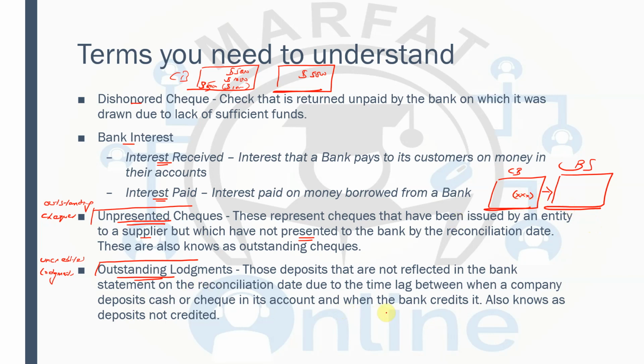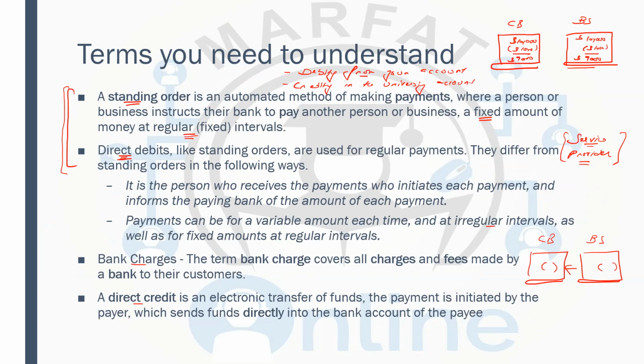Then you have the outstanding lodgements. You got a check from your customer. You added that in your cash book. You presented it to the bank for clearance, but the bank has not yet cleared it because they may take 3 to 4 days. They are processing it, they are checking it, whatever is the reason. So your cash book contains that payment, but that is not reflected in your bank statement yet. So that will create a difference. So these are the terms you need to know in order to do the bank reconciliation.